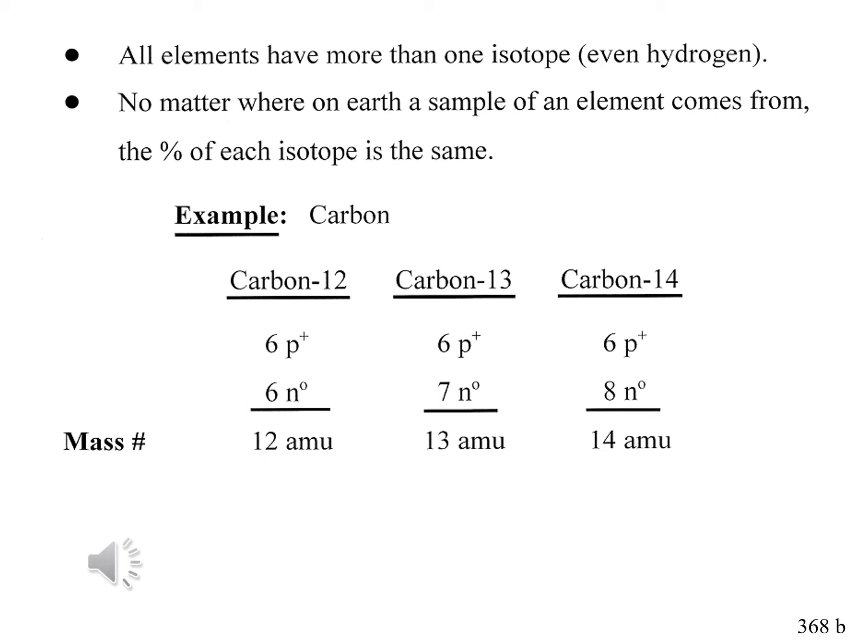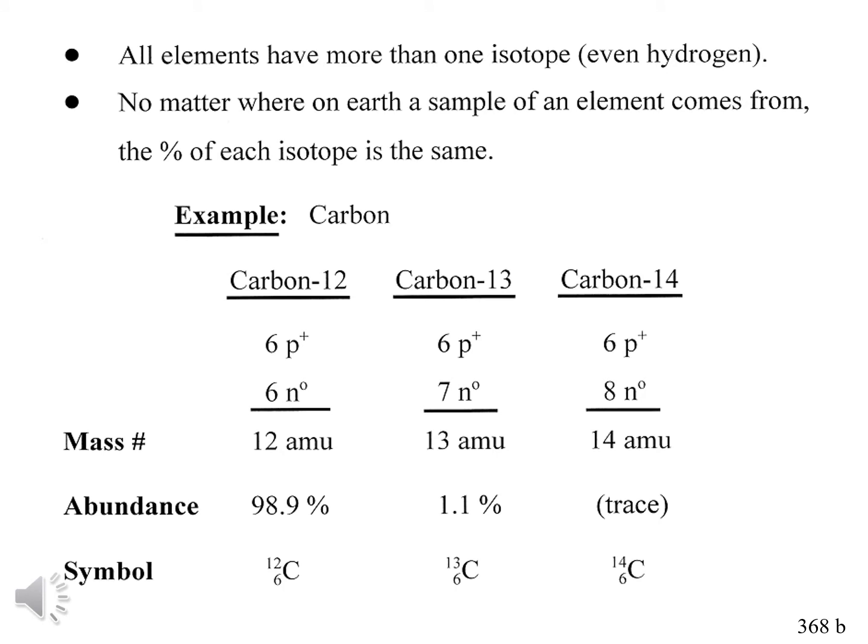I'm showing carbon as an example. Each one of the isotopes has 6 protons, but they have different numbers of neutrons. And if you add those numbers, you get 12, 13, and 14 for the masses. And that's why they call them carbon 12, carbon 13, and carbon 14.